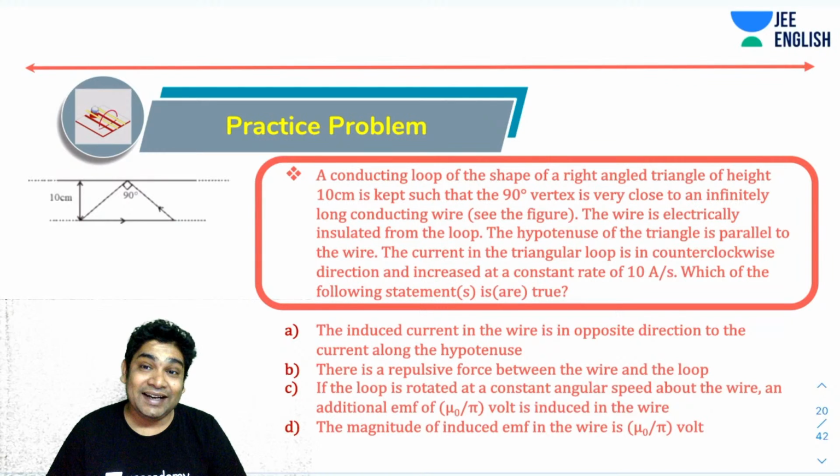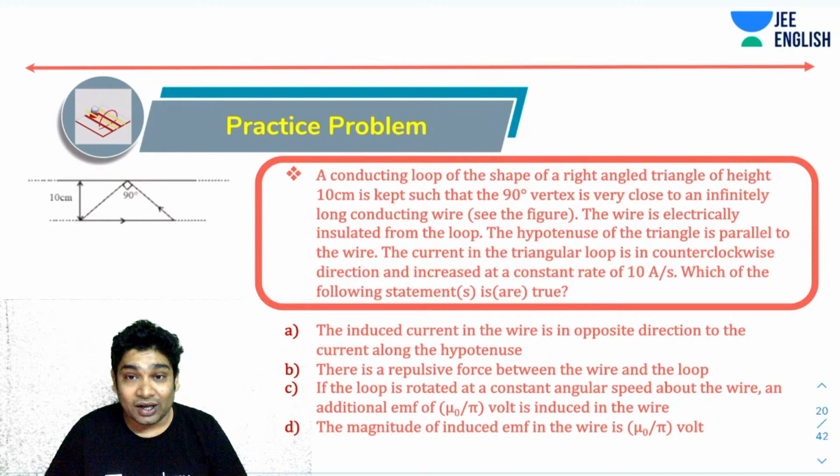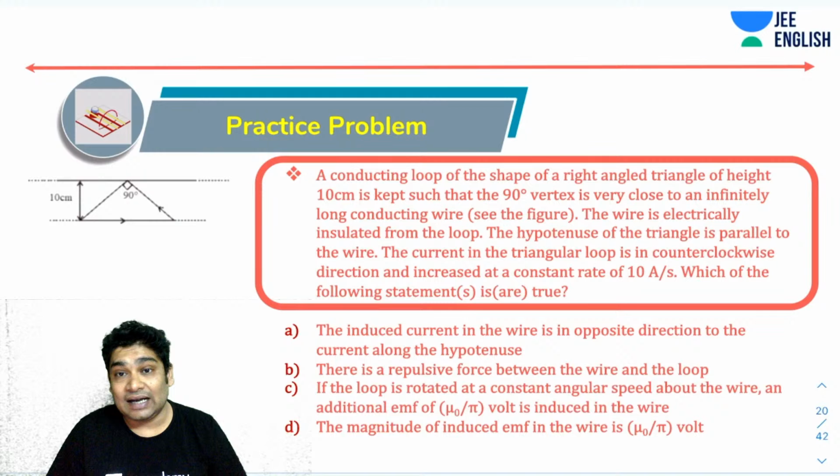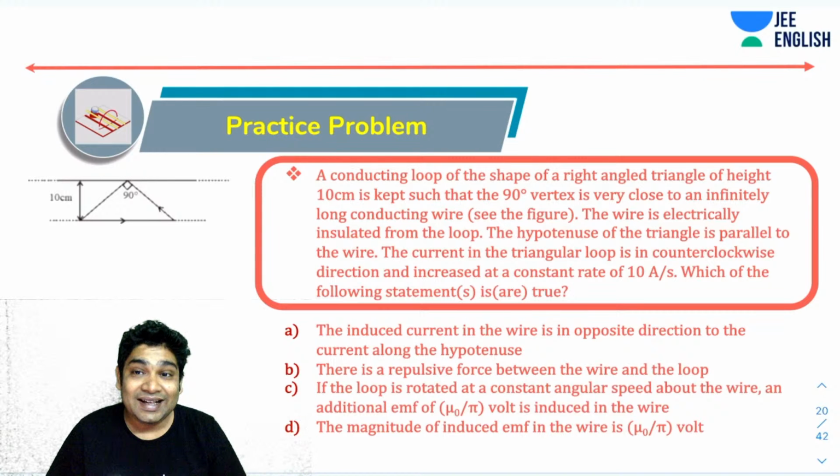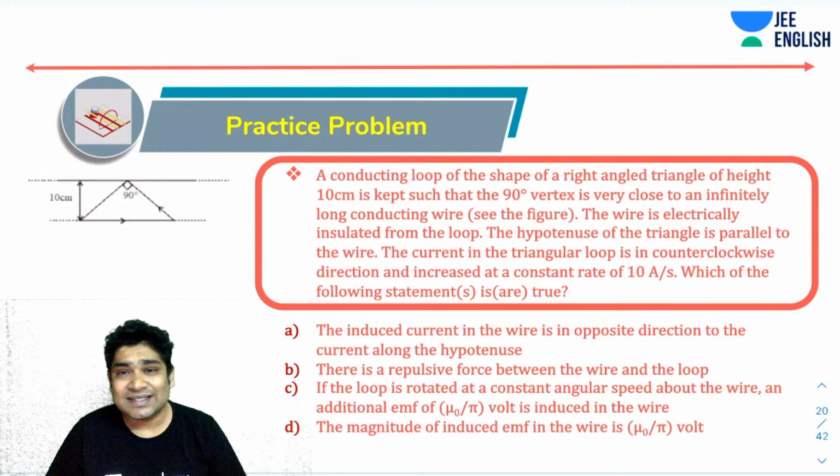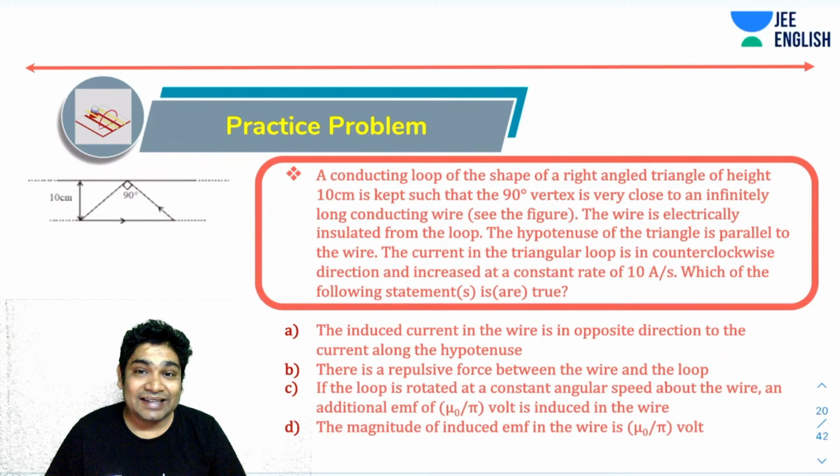So A says the induced current in the wire is in the direction opposite to that of the current along the hypotenuse. Option B says that there would be repulsive force between the wire and the loop. Option C says that if the loop is rotated at a constant angular velocity about the wire, then the additional EMF of mu naught over pi volt is induced in the wire. Option D says that the magnitude of the induced EMF in the wire is mu naught over pi volt.